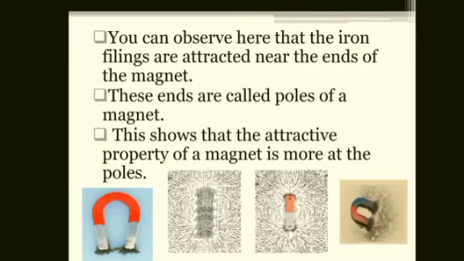You can observe here that the iron filings are attracted near the ends of the magnet. These ends are called poles of a magnet. This shows that the attractive property of a magnet is more at the poles. So, which part of the magnet is attracting? The ends of the magnet are attracting. Those ends are called poles of a magnet. So, this activity shows that the attractive property of a magnet is more at the poles.